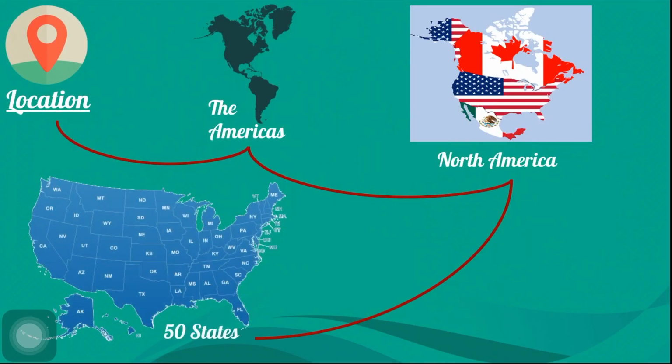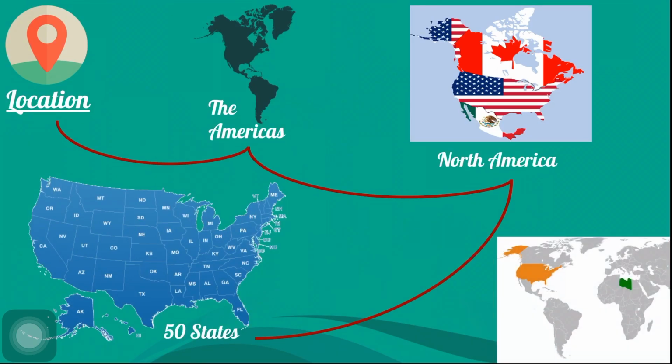We should also mention that the United States is made of 50 states. Each state has its own government, and they all make a great country. So this is just a picture of the United States of America.